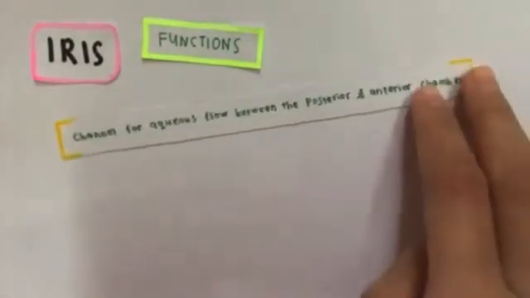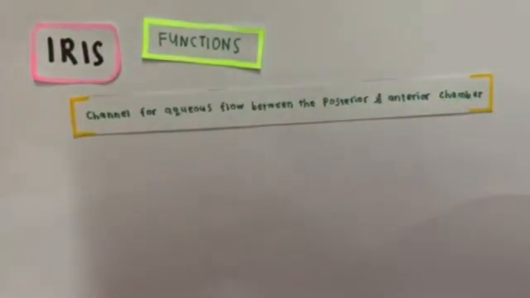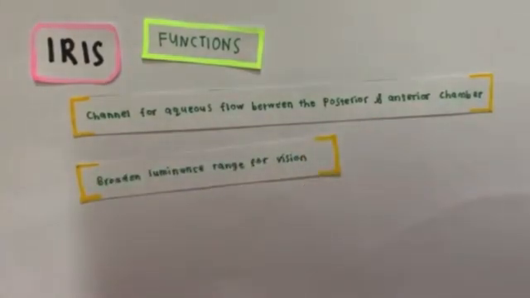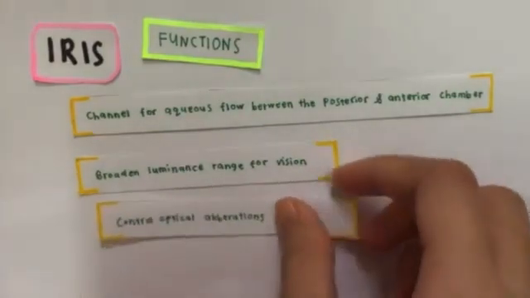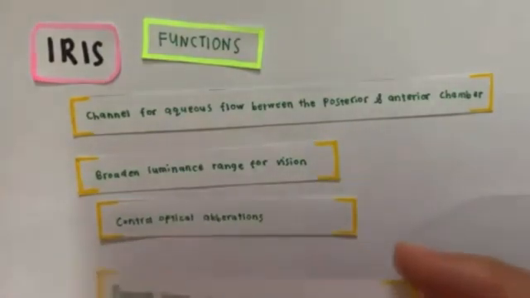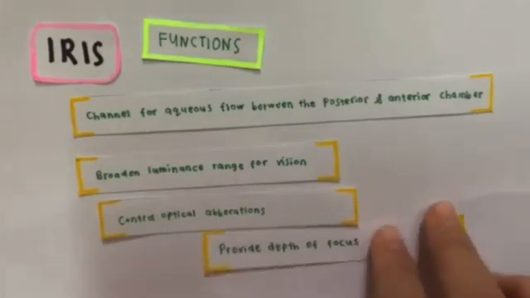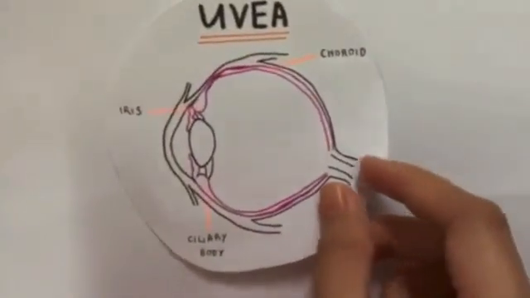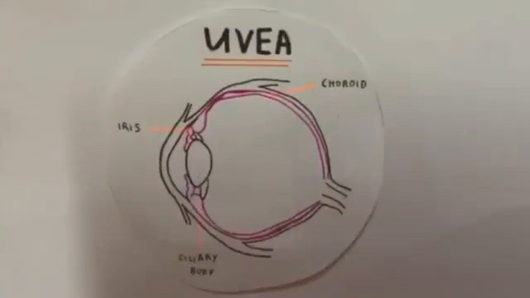Next, the functions of the pupil. Firstly, it provides a channel for aqueous flow between the posterior and anterior chamber that is important in controlling the eye pressure. It broadens the luminance range for vision. It controls optical aberrations. And lastly, it provides depth of focus during accommodation. The changes in pupillary size depend on two factors, which are the light reflex and the near reflex. That's all about the iris.